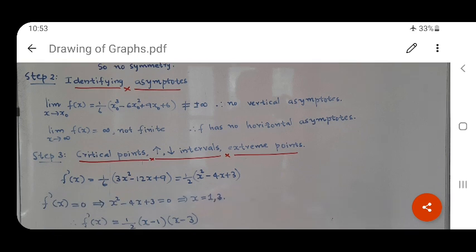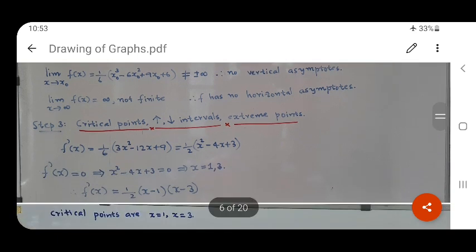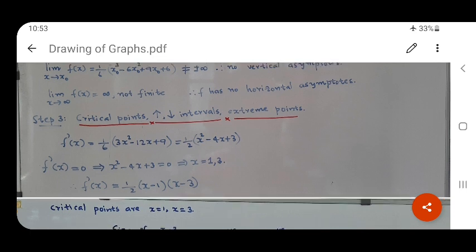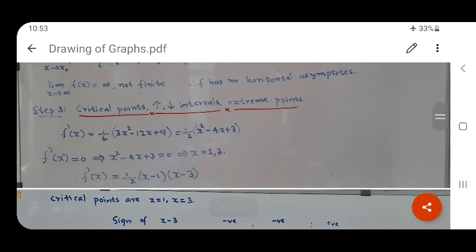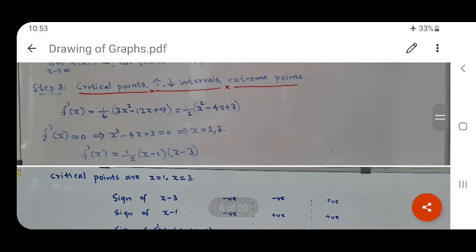In step 3, we identify the critical points. So f dash of x equal to 0 will imply half of x square minus 4x plus 3 equal to 0, which identifies x as 1 or 3. So f dash x can be written as half of x minus 1 into x minus 3. So we can say that the possible critical points are x equal to 1 and x equal to 3.